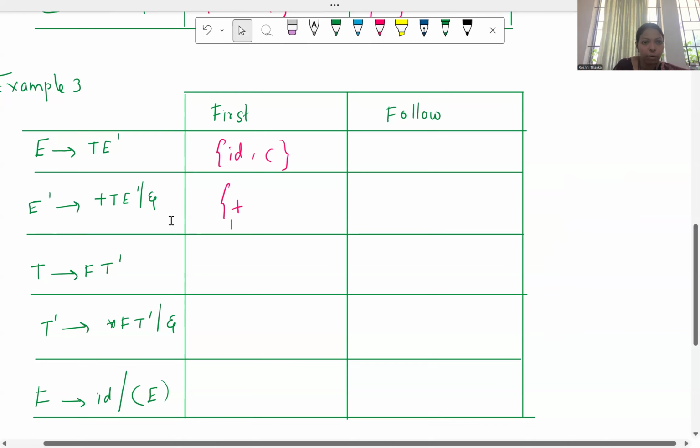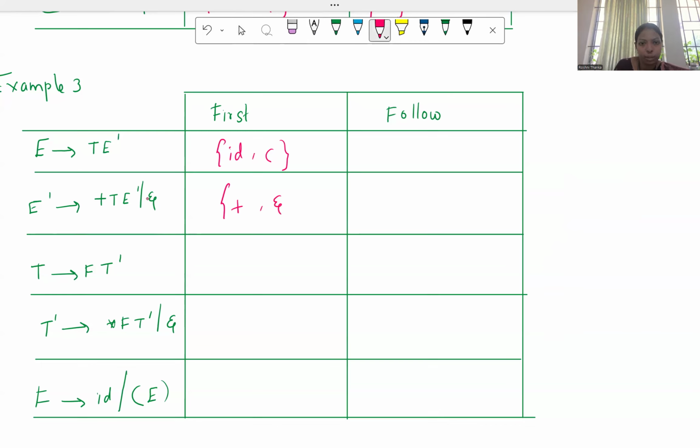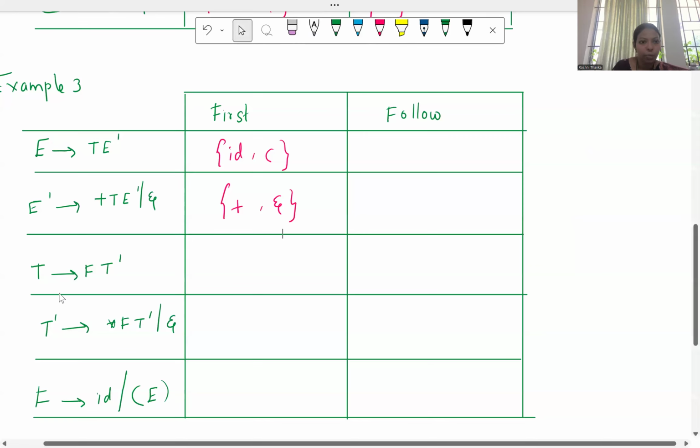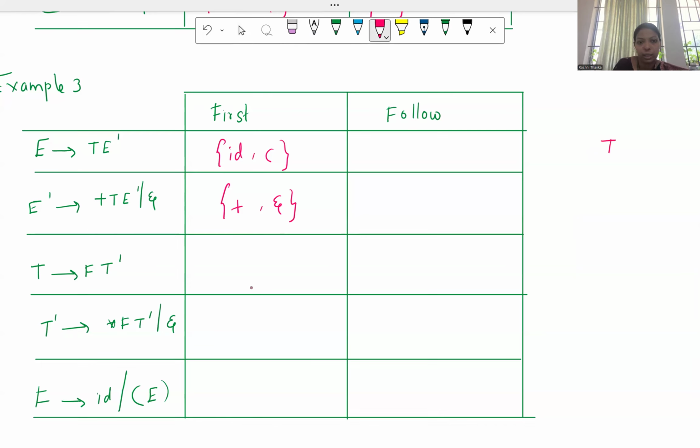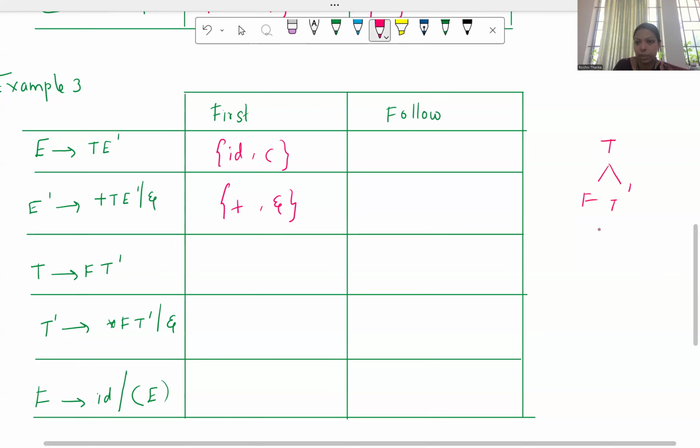E dash has one more production, epsilon. So epsilon is also not a problem. It is a terminal, so directly write it. And now when you come here for T, the first symbol is F, which is a non-terminal. So let us derive. T can be F T dash. F is a non-terminal, so further I have to derive F.